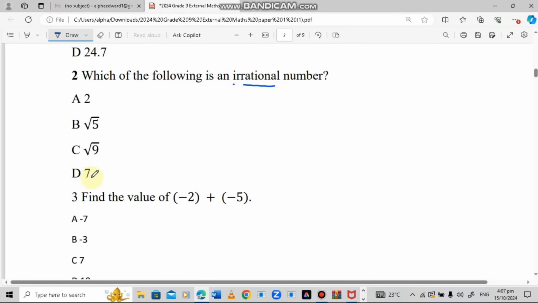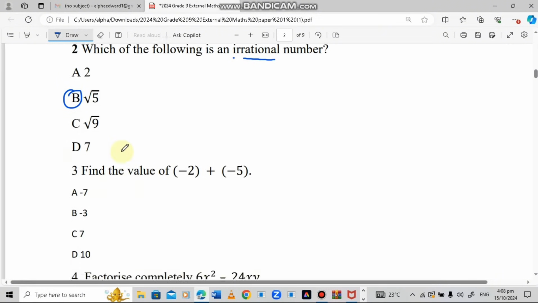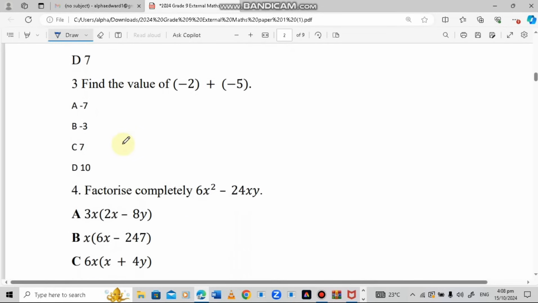Then 7 is also an integer, it can also be expressed as a fraction. But this one, the square root of a non-perfect square number is an irrational number. For example, the square root of 5, if you punch this on the calculator, you're going to get decimals that are different and which are continuous. So B is the answer. The square root of 5 is irrational.